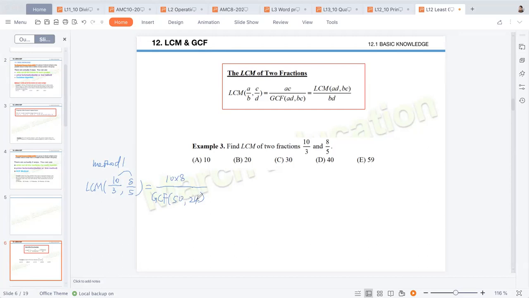Okay. So this should equal 80 divided by the greatest common factor of 50 and 24. What is the greatest common factor of them? 50 and 24 is 2. Okay. So the answer is 40. The answer is 40.